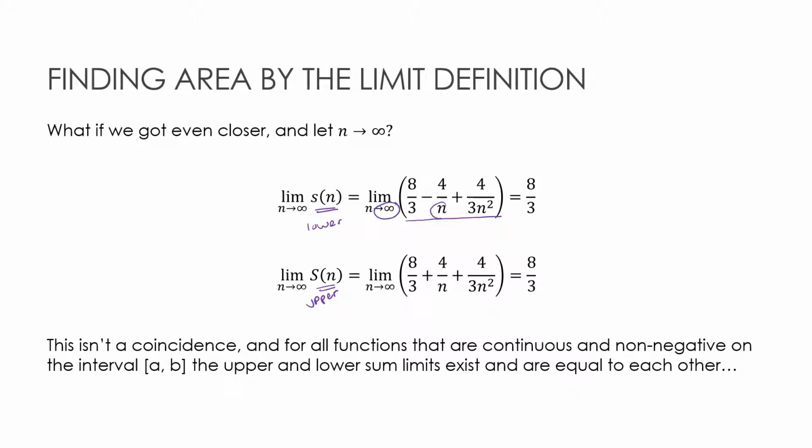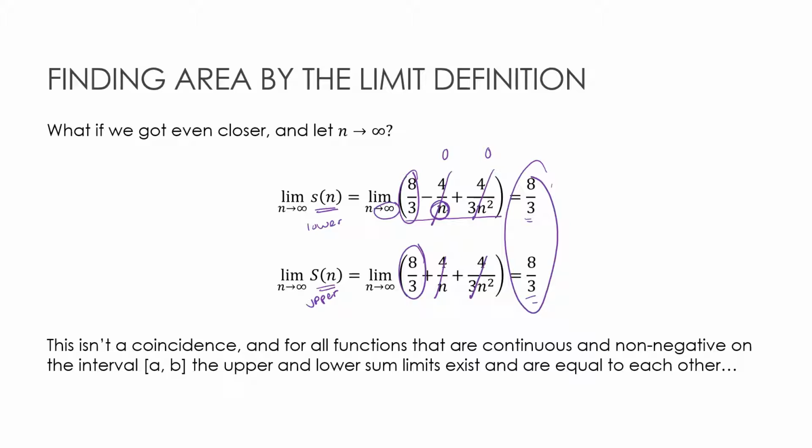So as n gets really, really big, I'm dividing 4 by a really large number. This is approaching 0. This one is also approaching 0, so my limit is going to get closer and closer to 8/3. And if I look at the same for the upper limit, again, these are both going to end up being 0, so my limit approaches 8/3.